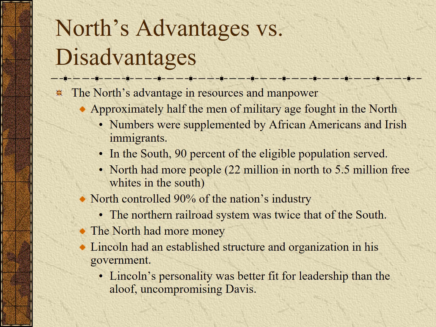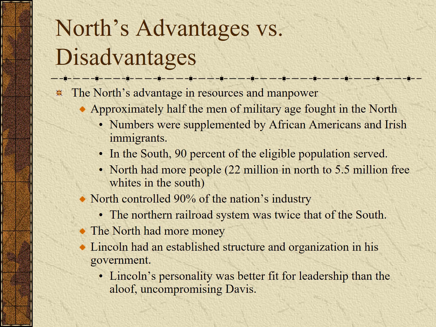So the North's 2 main advantages are resources and manpower. Approximately half the men of military age are going to fight for the North, and significantly their numbers were supplemented by African Americans, free African Americans living in the North, and many slaves who are taking the opportunity to escape and come north to fight for the Union. Also, the immigrants coming in. Remember that immigrants tended to settle in the North and not the South because there were more opportunities there economically.